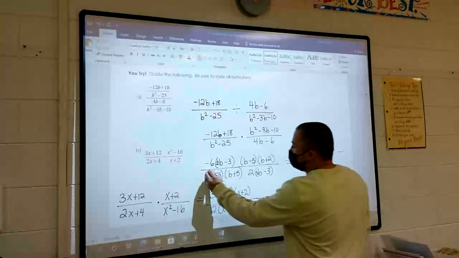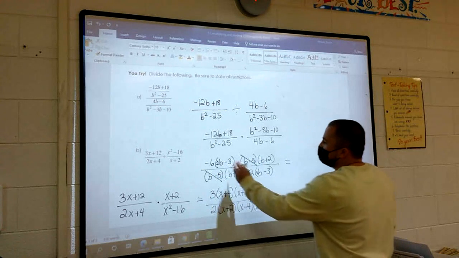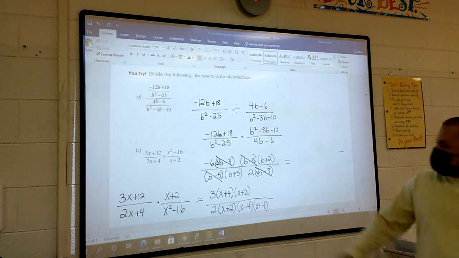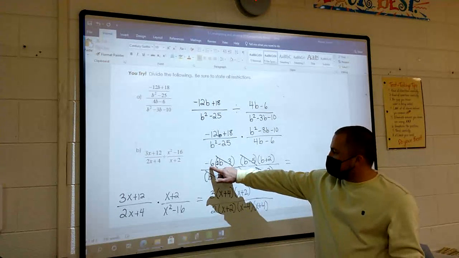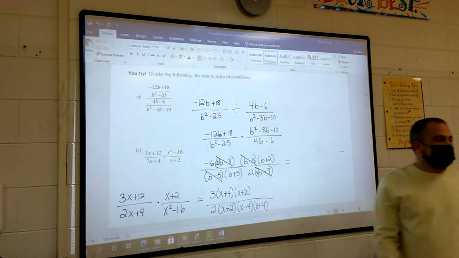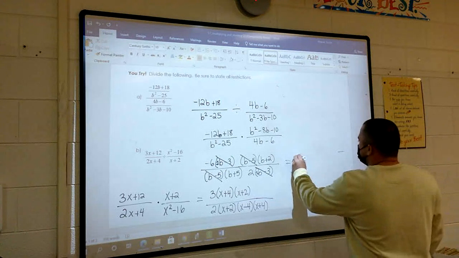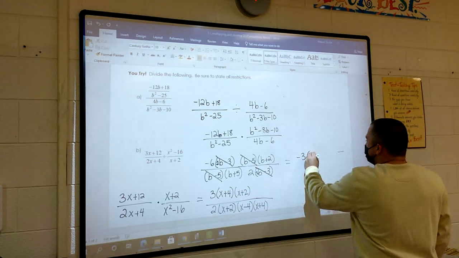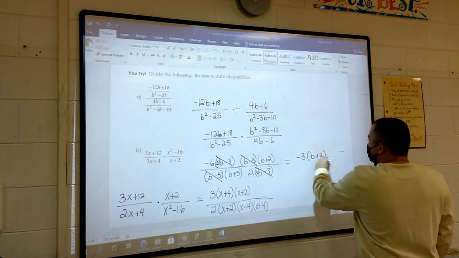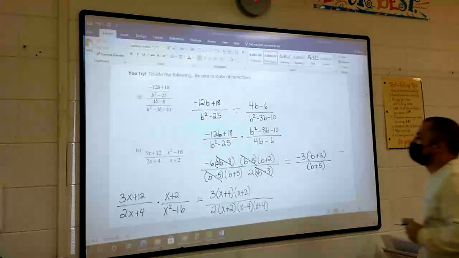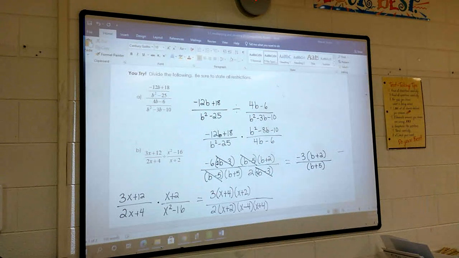So I have a b minus 5 and a b minus 5. I have a 2b minus 3 and a 2b minus 3. The only other thing is on the outside of the parentheses, I have a negative 6 over 2. So what's negative 6 divided by 2? It's negative 3. So it should be negative 3, and then b plus 2 over b plus 5. And that's my final answer. So again, I simplified what's outside of the parentheses. So that negative 6 over 2 is simplified to negative 3 over 1, or just negative 3.